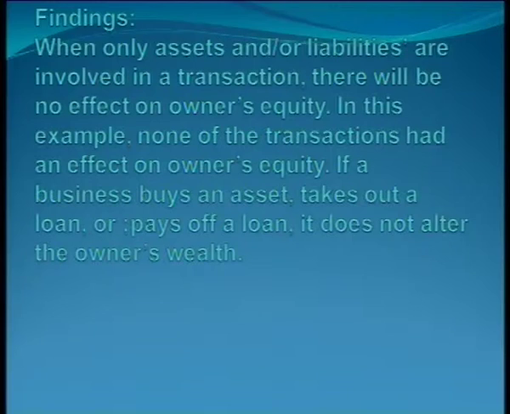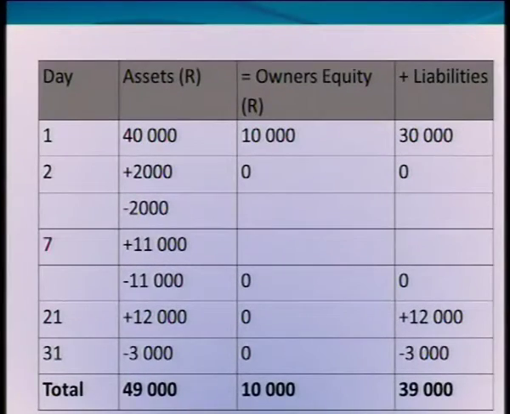Just the final word. When only assets and or liabilities are involved in a transaction, there will be no effect on owner's equity. This statement is true because when you look at your owner's equity, there were no effects on it, because most of the transactions from the second day to the 31st day were only affecting your assets and liabilities. That's why they did not affect your owner's equity, except for the personal loan of 10,000 that you had in the beginning of the month.